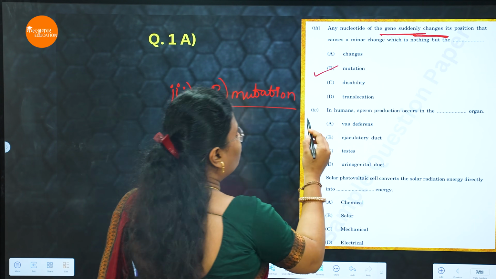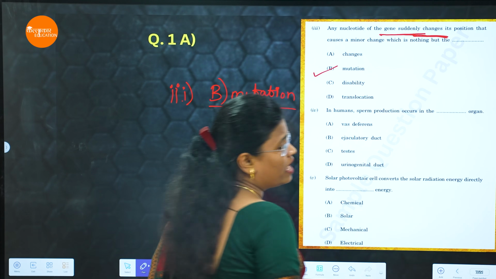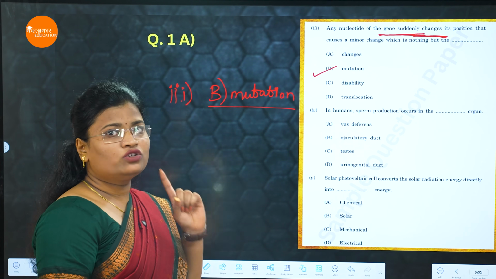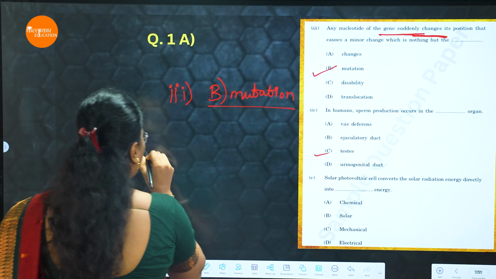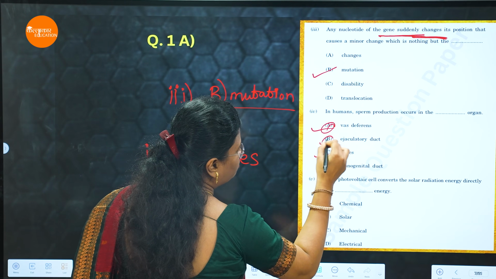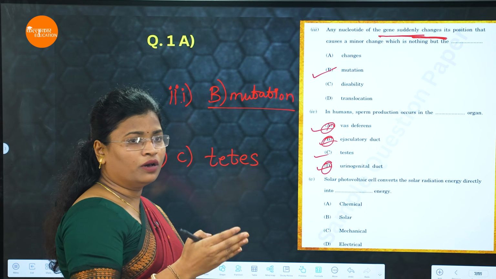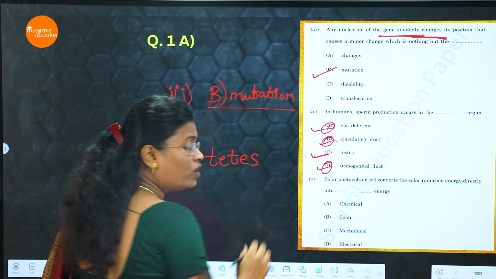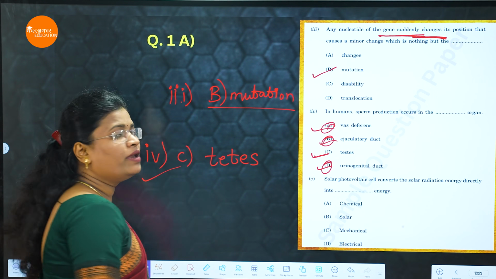The next question is 4. In humans, sperm production occurs in the dash organ. As we all know, spermatogenesis occurs in the testis. So your answer will be 4C, testis. The rest of these options are ducts which carry the sperm, but the testis is the only one responsible for the formation of sperms. So the correct answer will be testis.